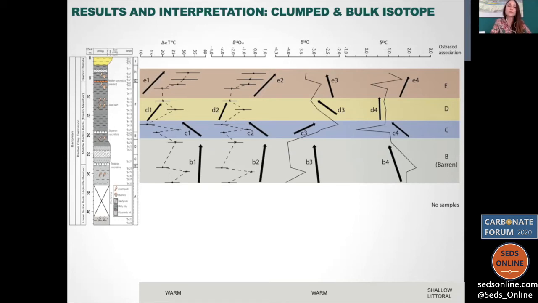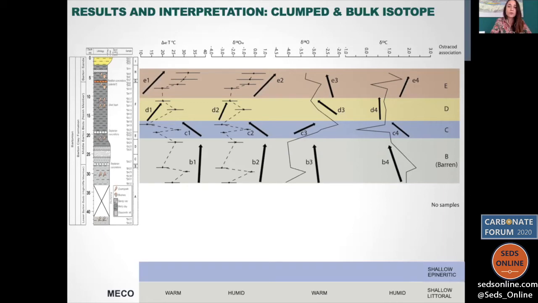So we interpret this one as a warm, humid event. And this was the MECO. So going upward, we are in a shallow epineritic environment. The trend of the temperature change is toward colder temperature. And we still have a freshwater input and negative delta C13, so a so-called humid period. And this was the end of the MECO.